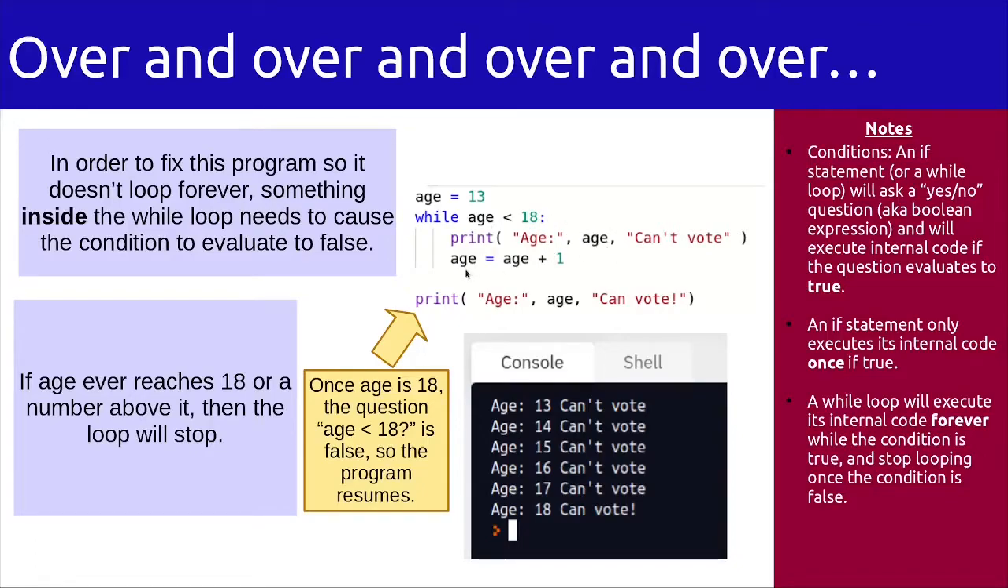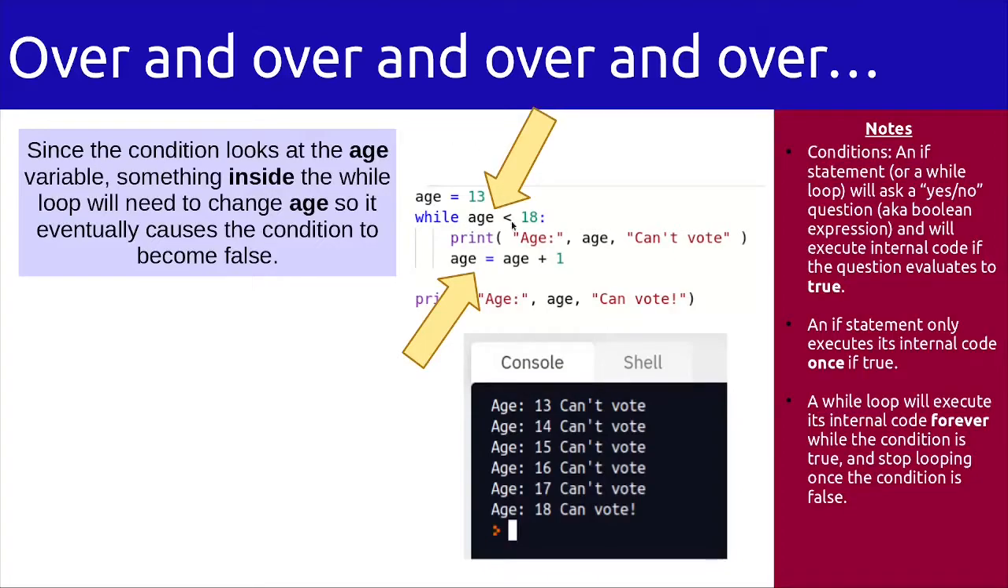Okay, can't vote. Age is now 16. 16 less than 18, can't vote. 17. 17 less than 18, can't vote. 18. 18 less than 18? False. So then it exits and comes down here and continues on with the program.